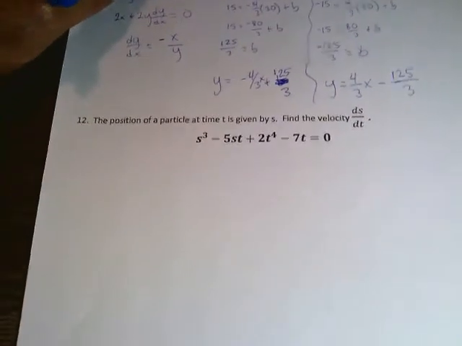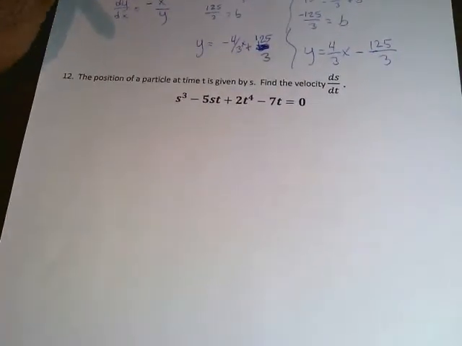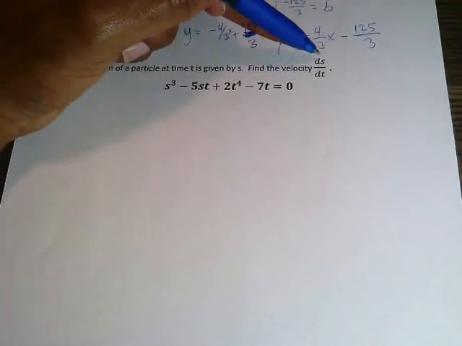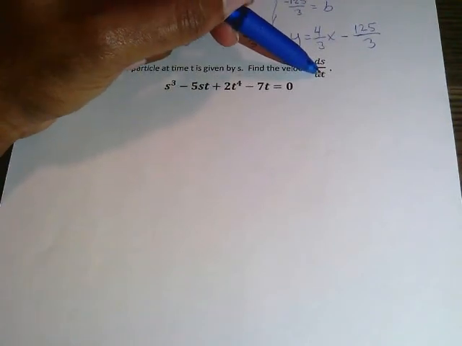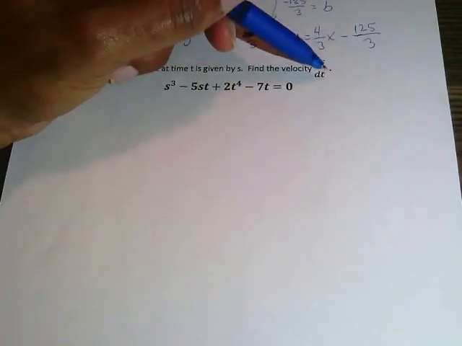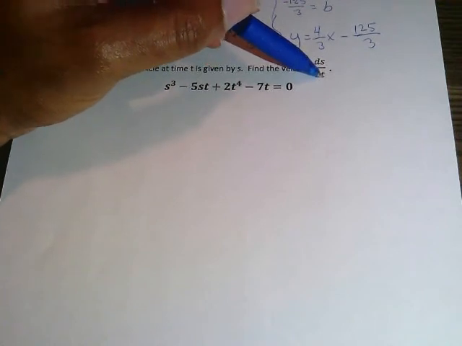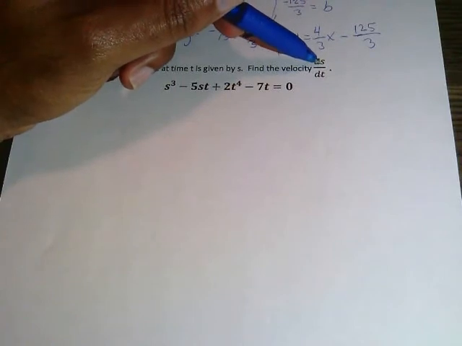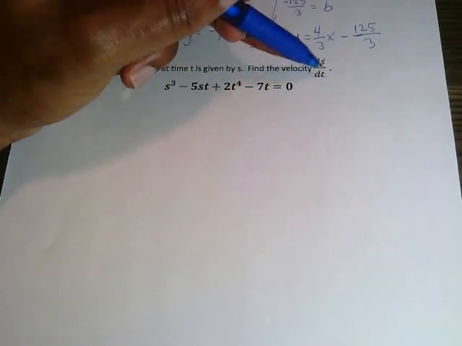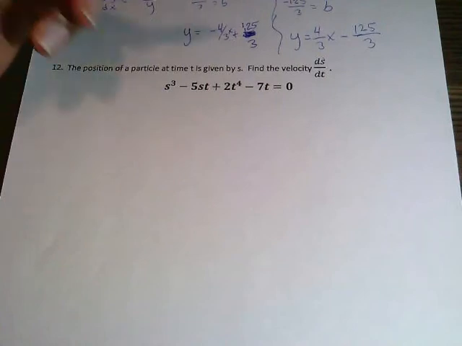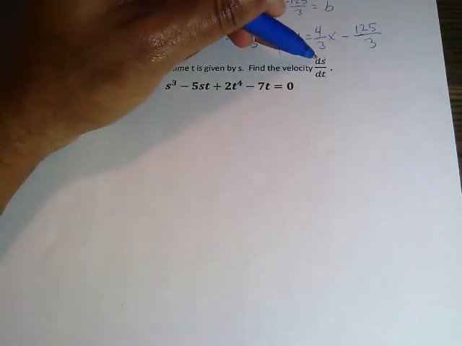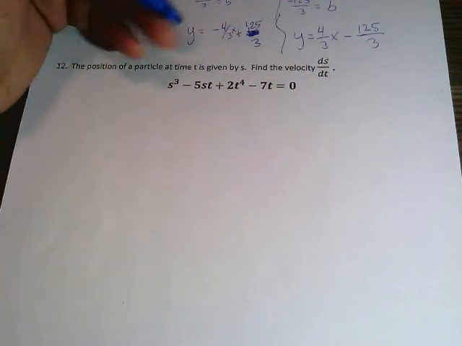Moving on to number 12. The position of a particle at time t is given by s. Find the velocity ds over dt. So we're looking for the derivative, and our variable that we're taking the derivative with respect to is t. So whenever we do derivatives of t, we don't need to put the ds over dt behind it. Actually, it will be dt over dt, which is 1. So that's why we don't write it anyway. But whenever we take the derivative of s, we will include the ds over dt afterwards.